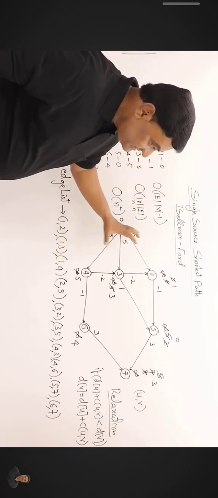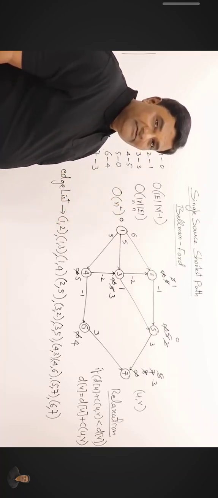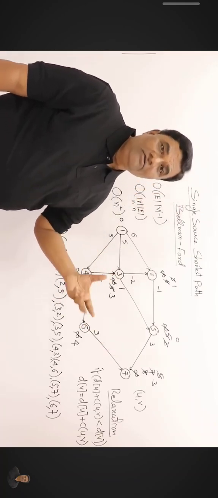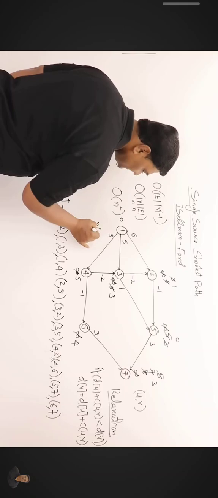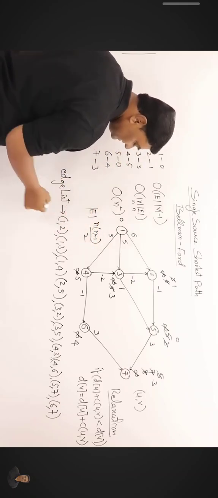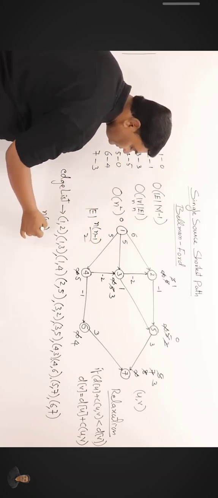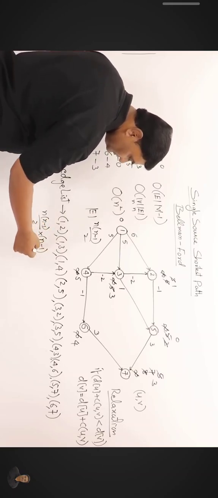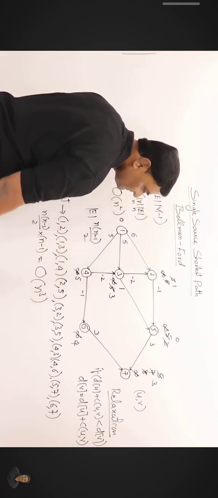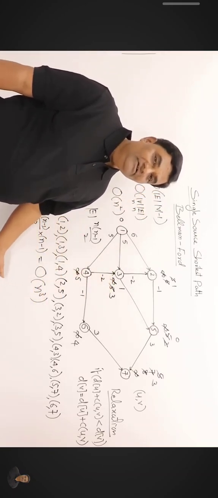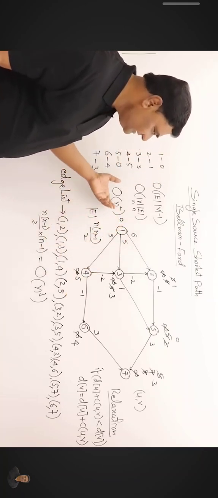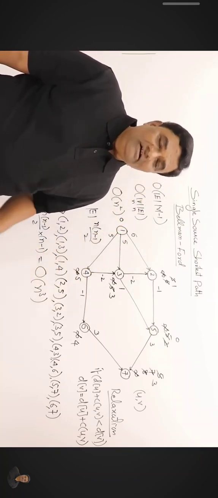If this is a complete graph, how many edges will be there in a complete graph? A complete graph means there is an edge between every pair of vertices. So total how many edges will be there? N into n minus 1 by 2 edges will be there. So the time will be n into n minus 1 by 2, into the number of vertices minus 1, n minus 1. If you simplify this, this will be order of n cube. So in case of a complete graph, the Bellman-Ford algorithm may take even n cube time. Otherwise, minimum time we say it takes n square, and at most it may take n cube time. That is, if the graph is a complete graph.